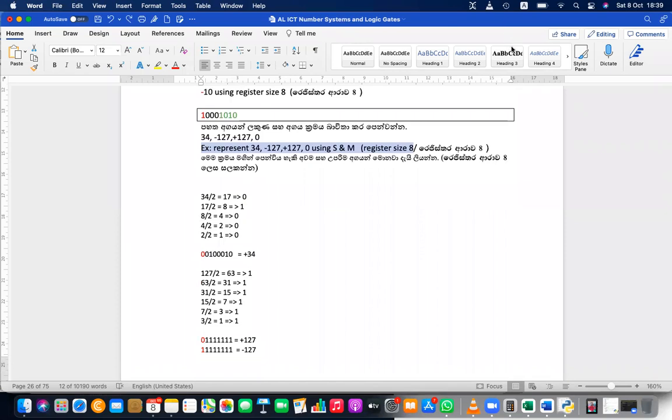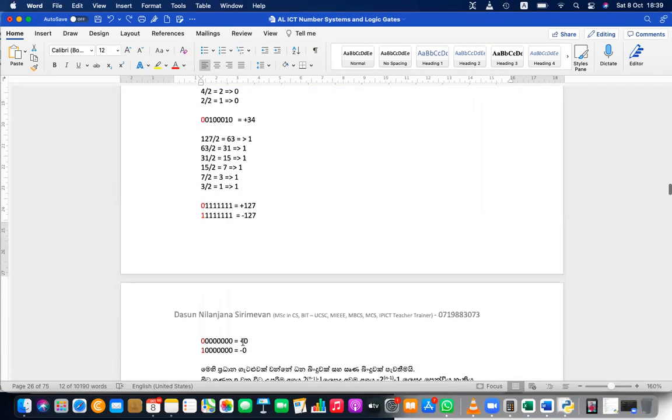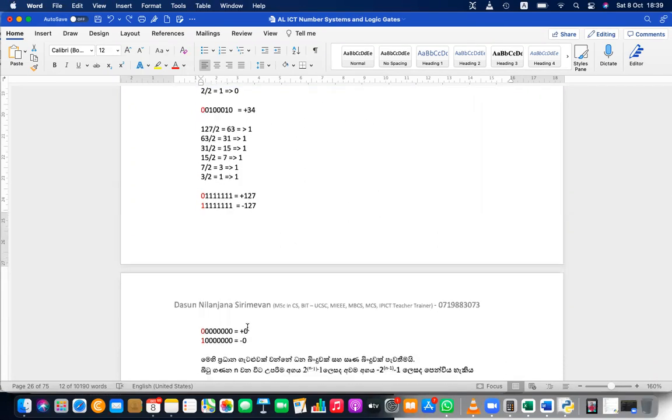The values that you get are these. 34 is 32 plus, that is correct. Minus 127 is all ones. That is also correct. Plus 127 is the 0 and all ones. Yes, correct. And then 0. 0 has 2 representations. So the one you have mentioned is correct.